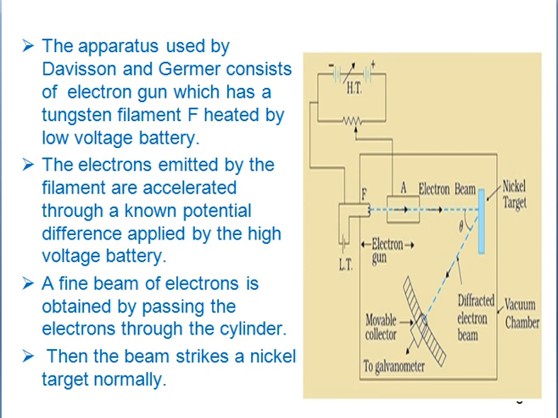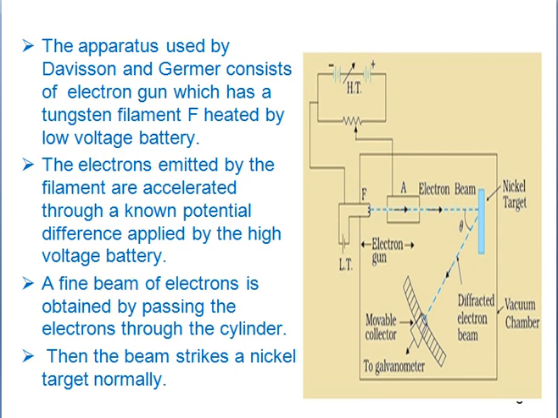The apparatus used by Davisson and Germer consists of an electron gun, which has a tungsten filament F heated by a low voltage battery. So this is the electron gun.